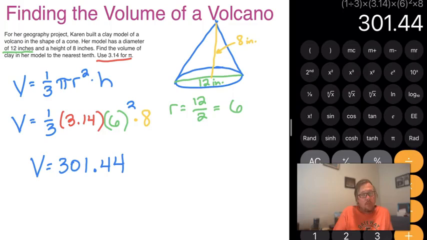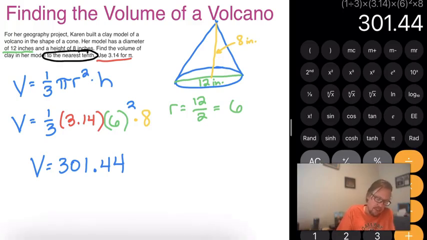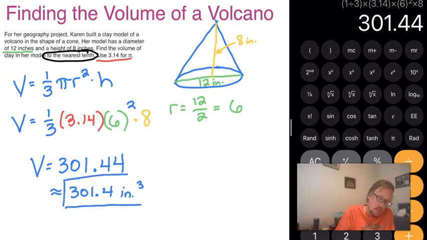So 301.44 is a good answer, but the problem says find the volume to the nearest tenth. So 301.44 to the nearest tenth is going to be 301.4. And our unit is inches. And because this is volume, it's going to be cubic inches. And that is the volume of Karen's clay volcano.